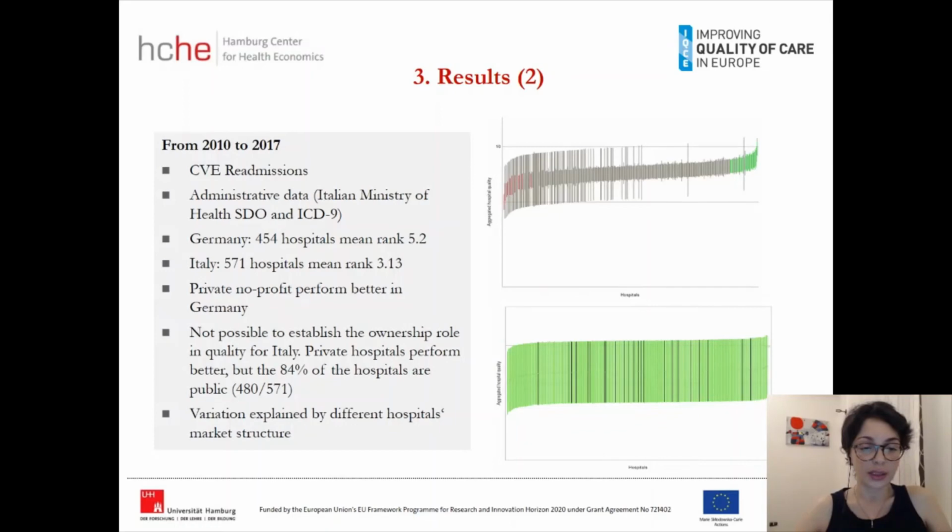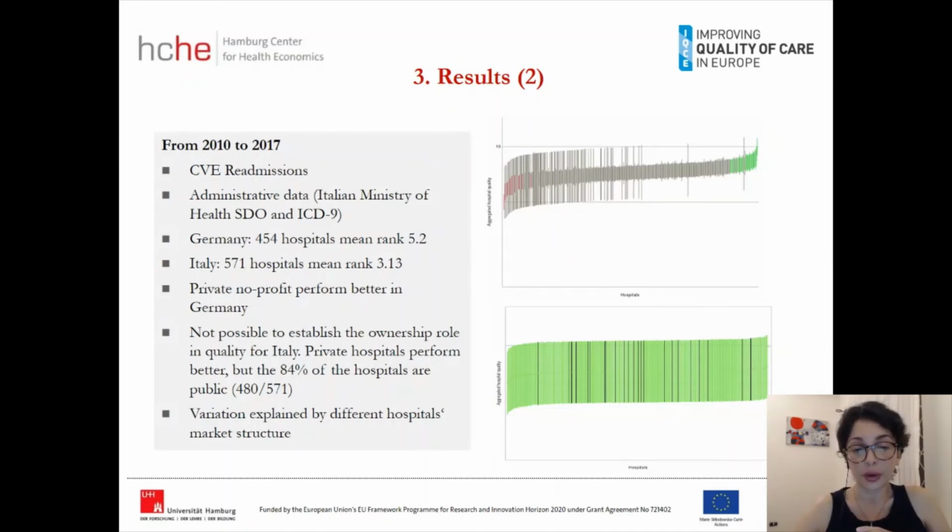In the second stage of this project, we tried to compare German and Italian data, and we restricted the analysis to 7 years, from 2010 to 2017, and we considered only readmission for cardiovascular events. We obtained administrative data from the Italian Ministry of Health, and as you can see on the right, these are the hospital rankings, at the top for Germany and at the bottom for Italy. Overall, Germany tends to perform better than Italy. In Italy, we don't observe outliers in performance.